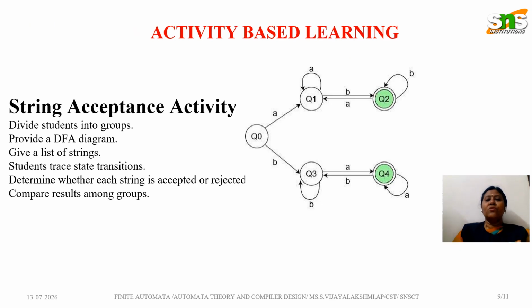Then, activity based learning: string acceptance activity. Divide the students into groups and provide the DFA diagram as shown in the figure. Give a list of strings. Students trace the state transitions, determine whether each string is accepted or rejected, and compare the results among groups. It is an activity based learning.